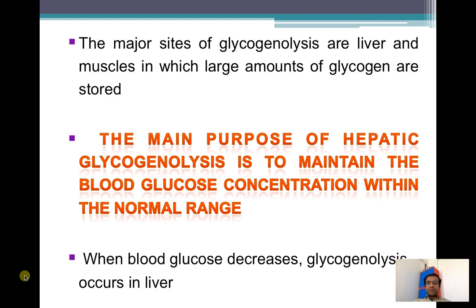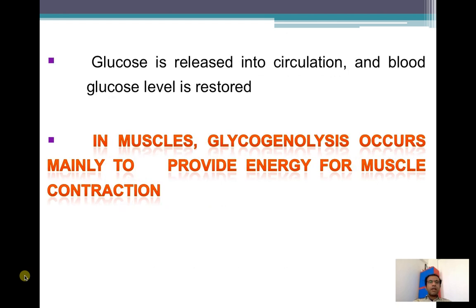Now remember, glycogen is a polysaccharide. It's a kind of homopolysaccharide where several glucose molecules are attached in alpha 1,4 and alpha 1,6 linkage. So the breakdown product will be glucose itself. In case of muscle, the main purpose of glycogenolysis is to provide energy for muscle contraction.